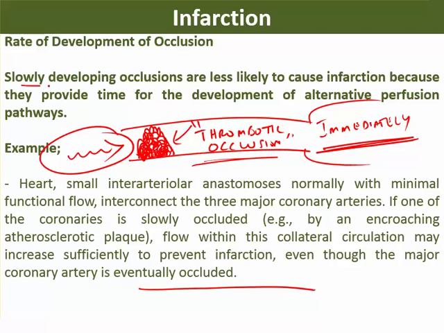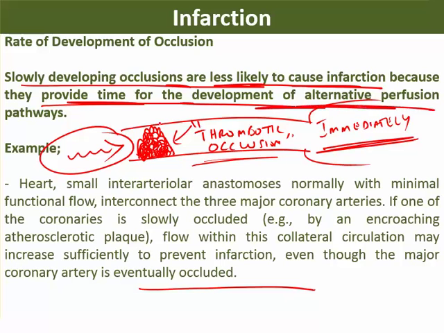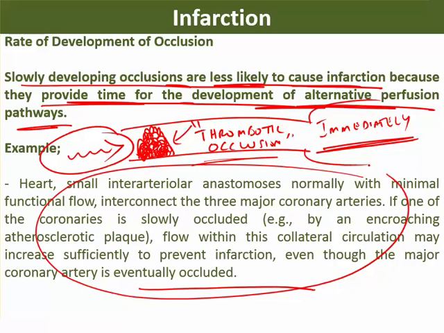Slowly developing occlusions are less likely to cause infarction because they provide time for the development of alternative perfusion pathways. Alternative perfusion means branches, alternative perfusion pathway. So this is the same thing I explained here. Okay, so you can read.